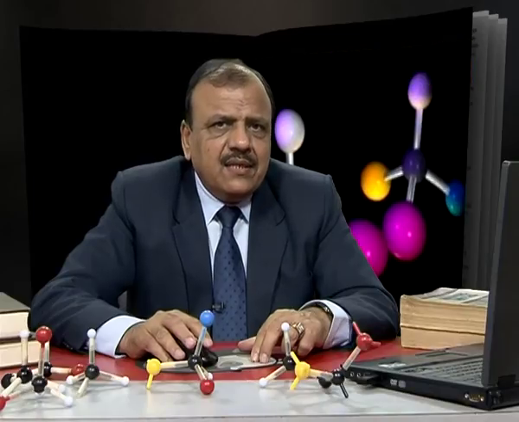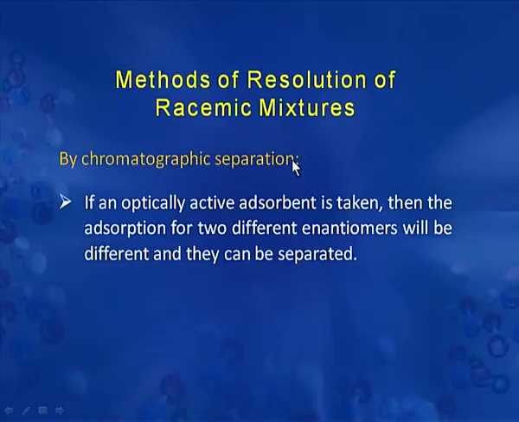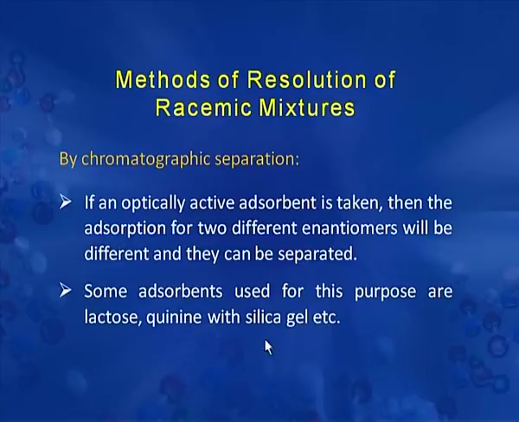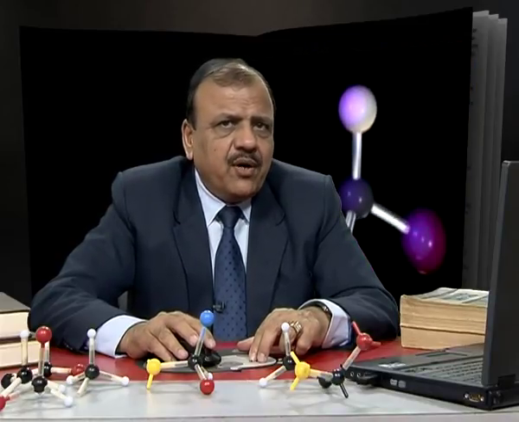Then one final method that is used these days is chromatographic separation, but this separation occurs when we use an adsorbent which itself is optically active. And some of the common adsorbents which are used these days are lactose, quinine with silica gel, etc. So these are the methods which are in use for separation of a racemic mixture.